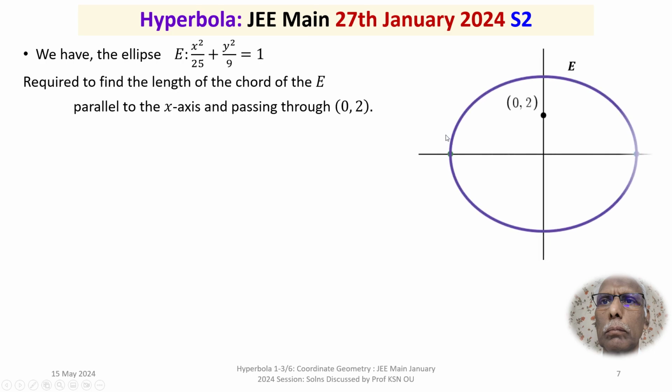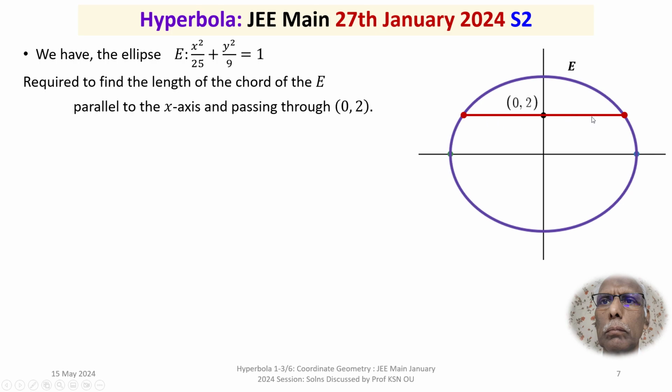So this is our ellipse. This is the point (0, 2) on the y-axis, and we are required to find the length of the chord of E parallel to x-axis passing through (0, 2). So this is the chord length we want.